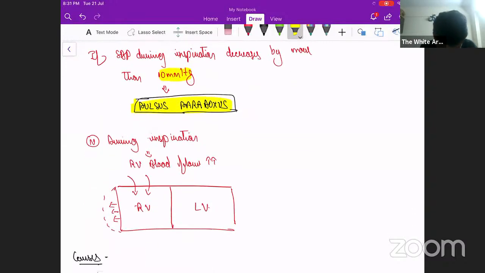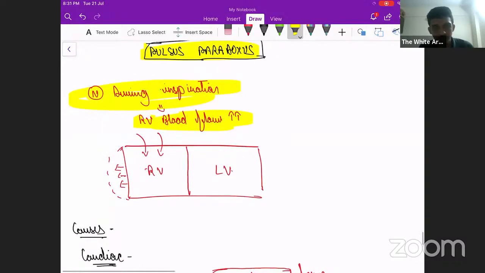So normally during inspiration, what happens? Right ventricular blood flow will be more, and left ventricular blood flow decreases. So when right ventricular blood flow is more, how does the right ventricle accommodate? Its lateral free wall expands. And this is how it accommodates.